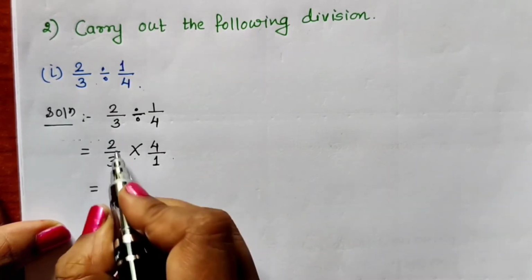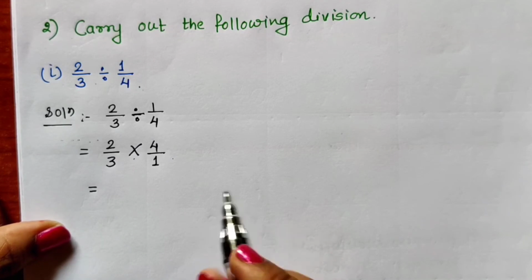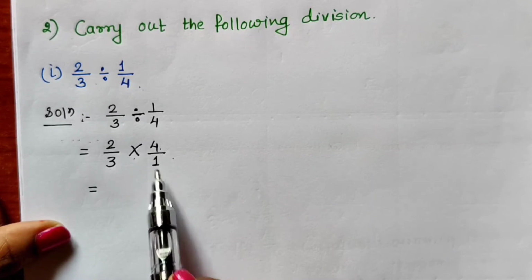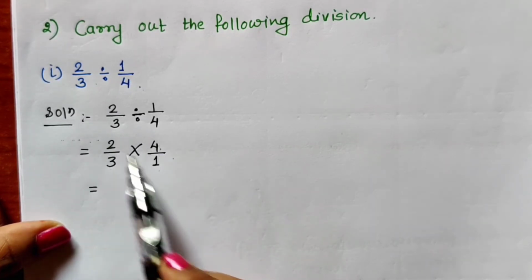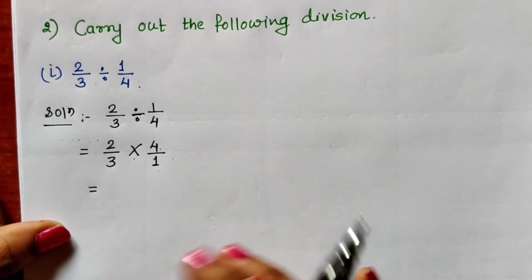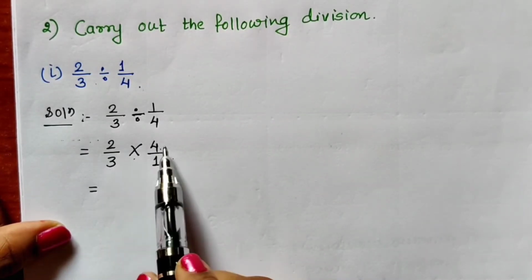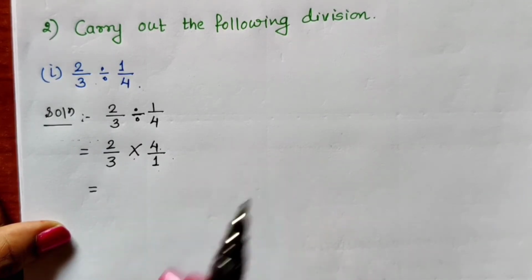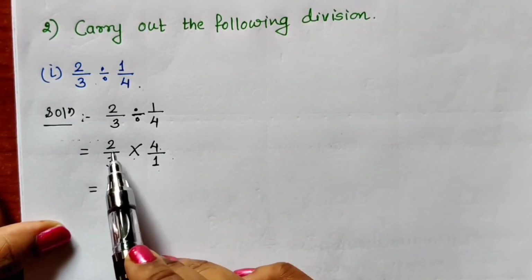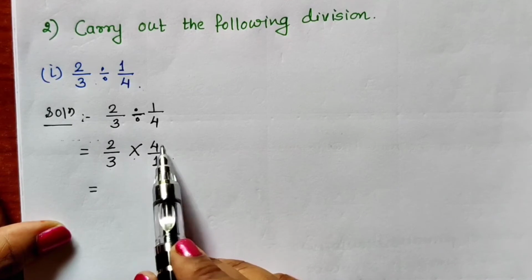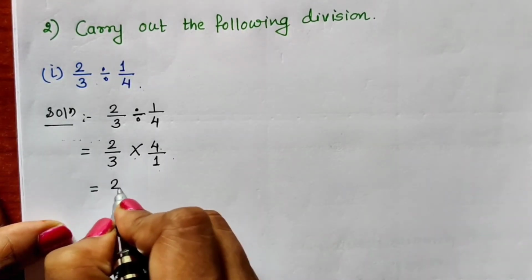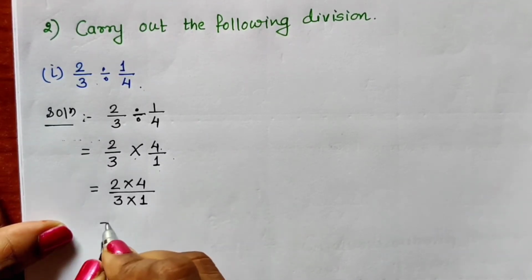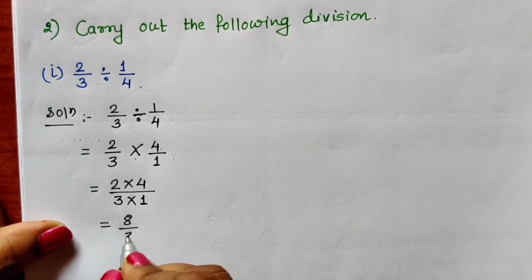Now we can apply the method of multiplication. What should be done in the method of multiplication? Numerator multiplied with numerator and denominator multiplied with denominator. If it is possible to cancel numerator with denominator or denominator with numerator, we will have to cancel. But here it is not possible. We cannot cancel 3 with 4 or 3 with 2. And we cannot cancel 1 with 4 because 1 doesn't have any value. So we will have to multiply 2 into 4 and 3 into 1. Answer is 2 4s are 8 and 3 1s are 3.